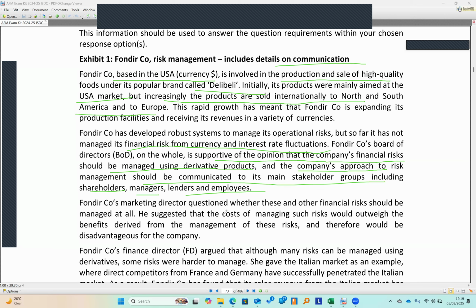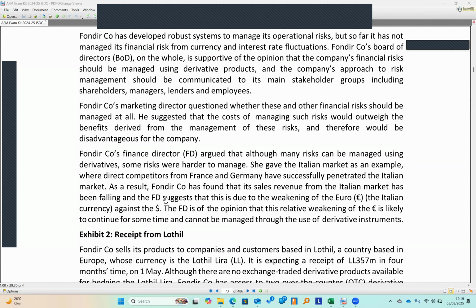The marketing director questioned whether these and other financial risks should be managed at all. So this one doesn't see whether we should, and is actually saying that the cost of managing such risks would outweigh the benefits derived from the management of the risks, and therefore would be disadvantageous to the company. The finance director, on the other hand, argued that although many risks can be managed using derivatives, some risks were harder to manage.